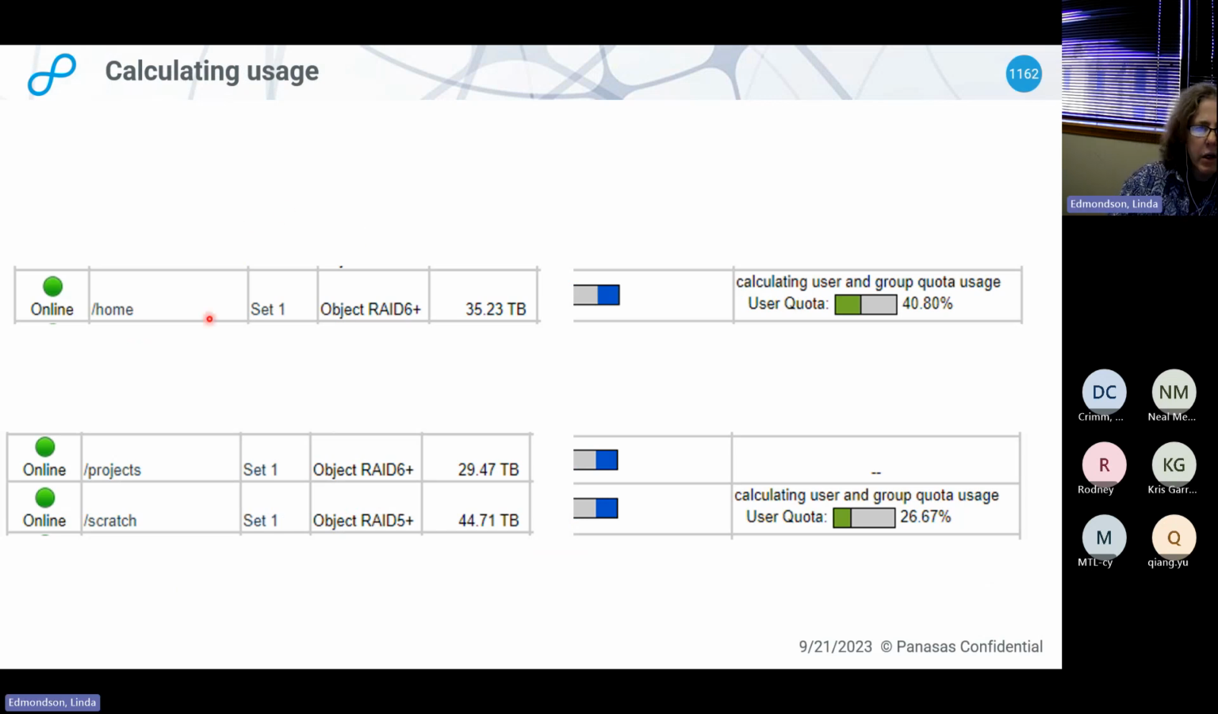So here we've got an example. Here is calculating user quota and group usage, 40%. And we have it on another volume. We know that these two volumes are managed by different directors because otherwise we would not have user quota usage on both of them.